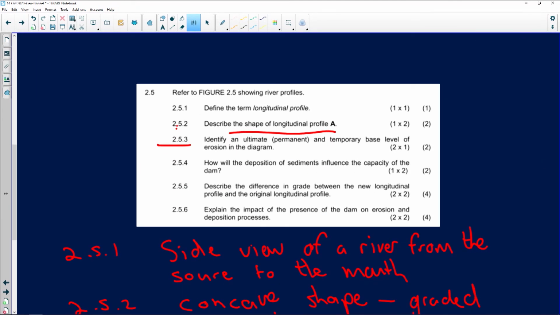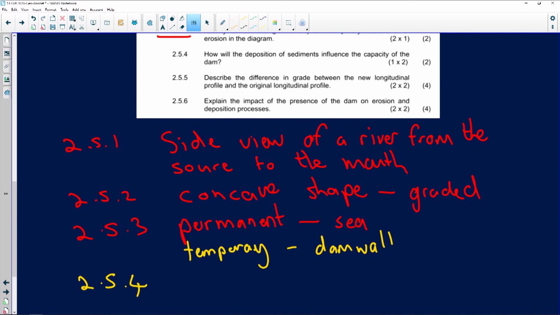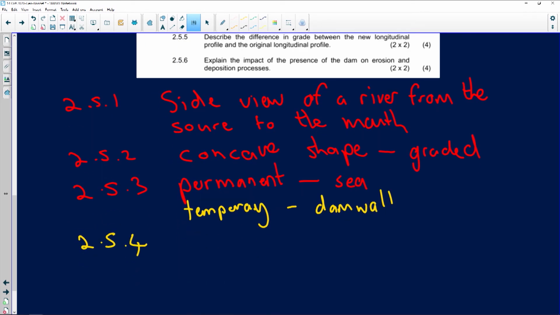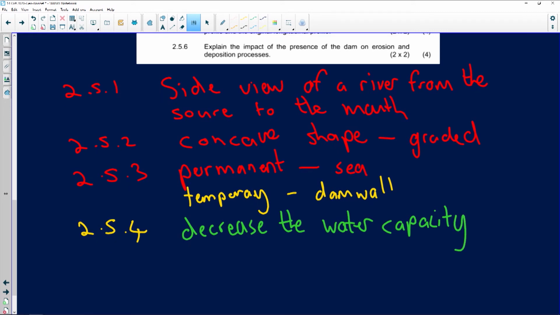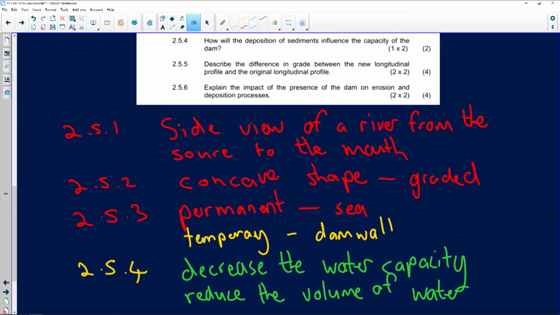So let's see what we're going to write. How will the deposition of sediments influence the capacity of the dam? First of all, it's going to decrease the water capacity. You can also say, reduce the volume of water. Okay, let's move on to our next question.